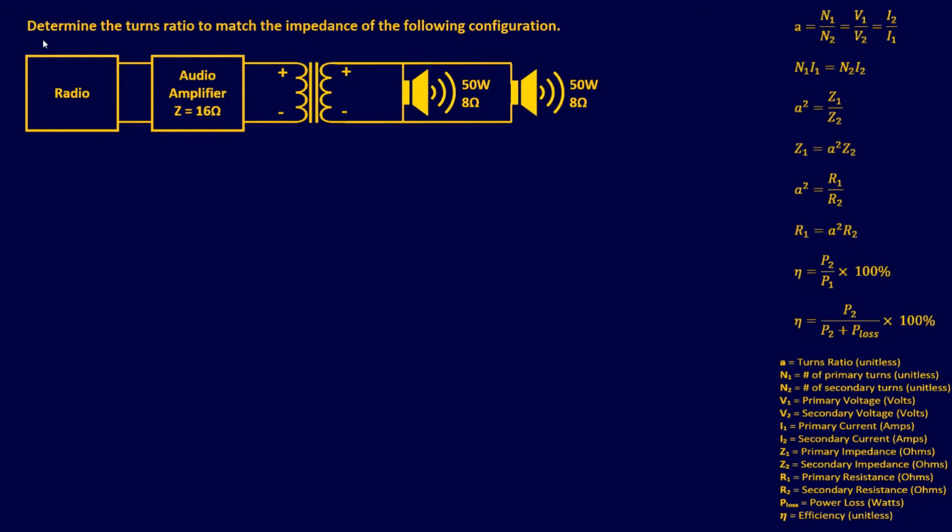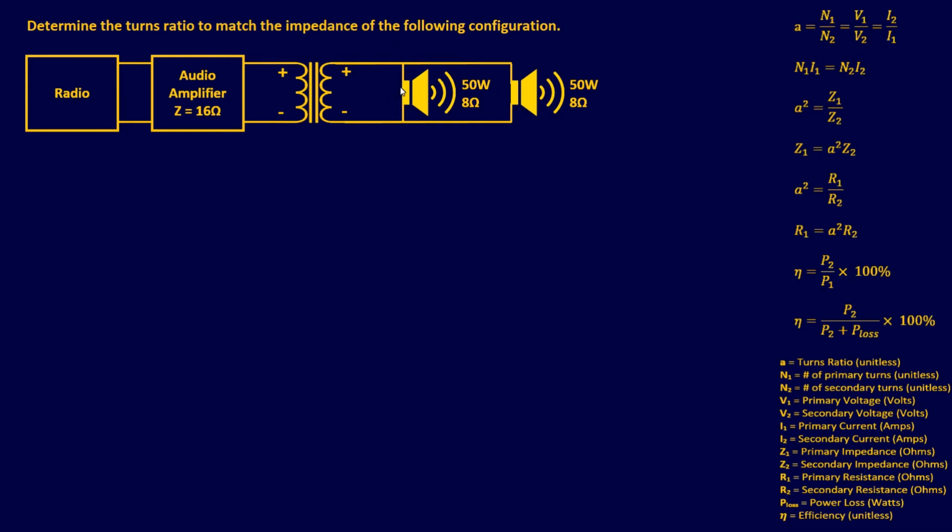All right, let's jump right into our first example, and this one's going to be an easy one. For this one, we want to determine the turns ratio to match the impedance of the following configuration. This is a very simple schematic here. We have a radio going into an audio amplifier, and the audio amplifier is going to a transformer, and the transformer has a load of two output speakers rated at 50 watts at 8 ohms each. So this one can be considered a real-world application.